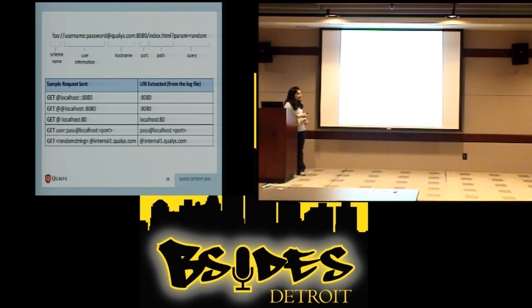So I tried creating requests which had multiple delimiters, like multiple @ and multiple colons, and then logging what the URIs were being extracted. Now there's a pattern here in terms of the URI being extracted. Can you spot the pattern from the request and the URI?